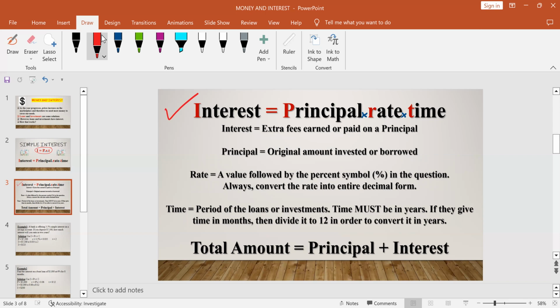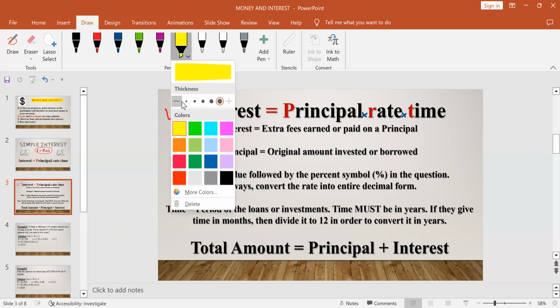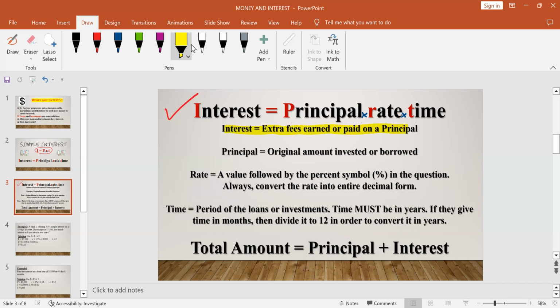Now, when they say interest, what does that mean? Interest is the extra fee earned or paid on a principal. But what does principal mean? Principal is the original amount invested or borrowed. So you borrow money, that's the principal, or you invest money, that's the principal. If you borrow money, you're going to pay an extra fee on it, so you have interest. Or you invest money, and yes, you're going to earn an extra fee, and you call it interest.